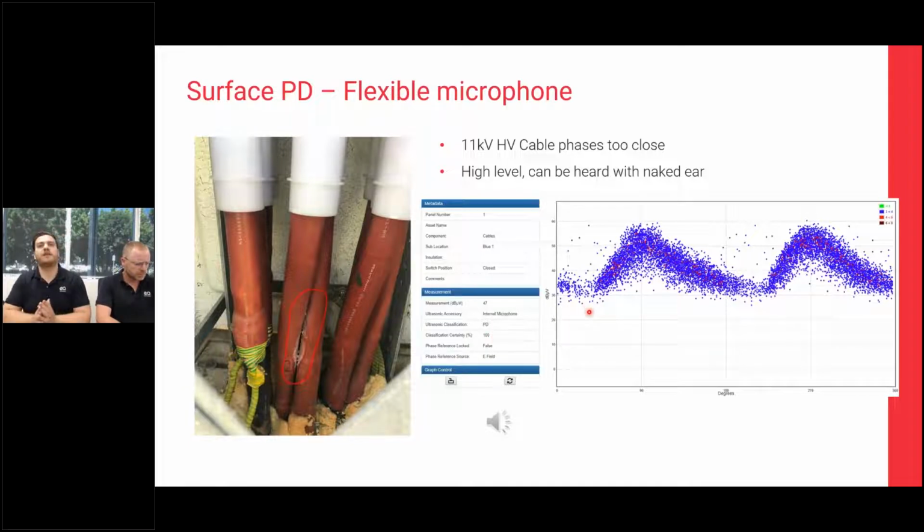So this is your easiest example because you can see this the second you open the door, and it's very, very easy. The sound file for this was also a harsh crackling sound, and you can actually hear it with your own naked ear, making it very easy to identify.